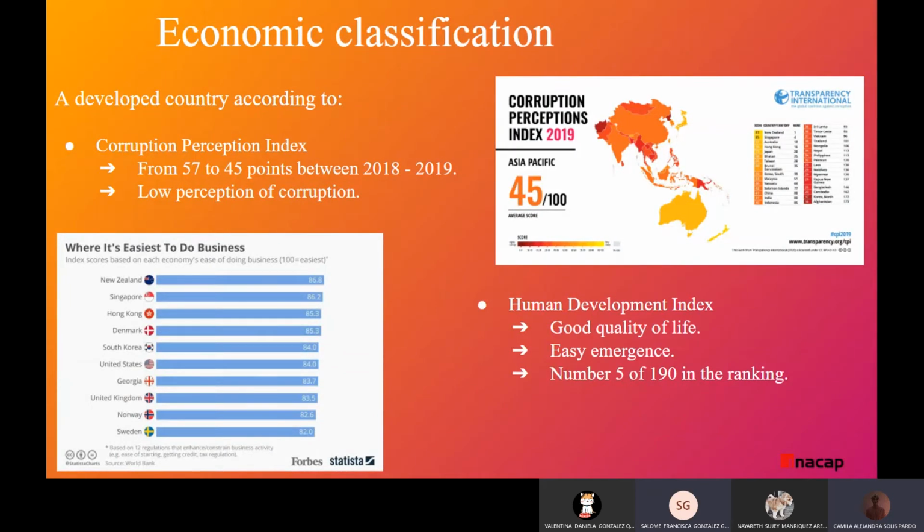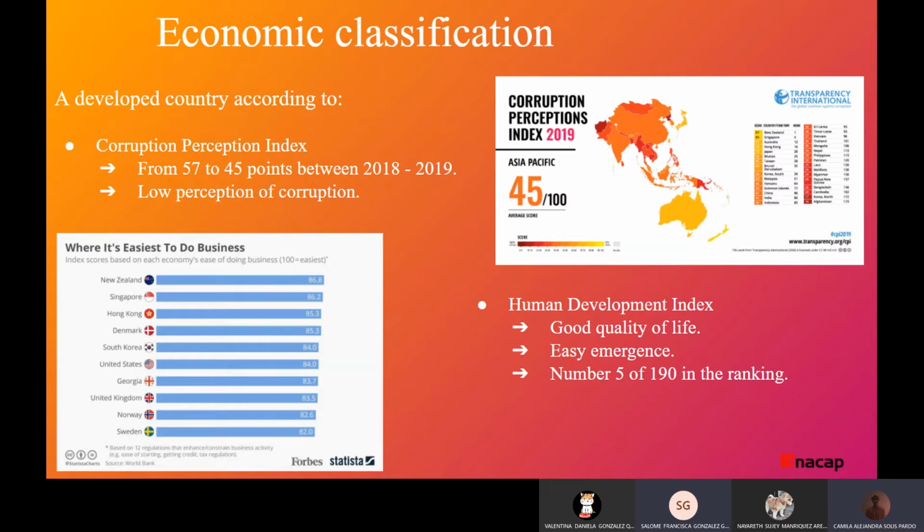Salome Gonzalez here. Hi, I'm going to talk about the economic classification. And according to the Corruption Perception Index and the Human Development Index, South Korea is considered a developed country. These indices that have been chosen are considered important for the economic ranking of a country.